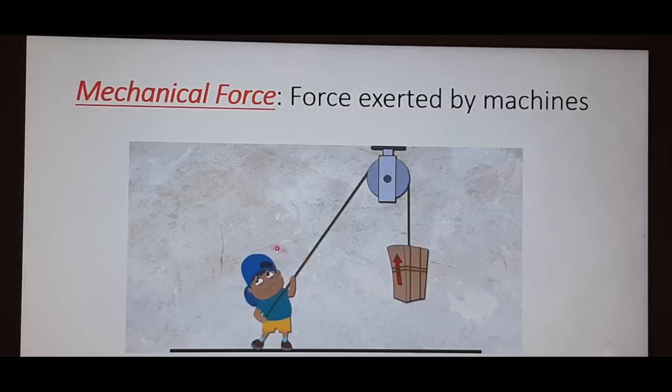But here you can see this boy is lifting a bucket through a pulley. So in this one image, two forces are there, because I told you when a person is using his hands, it means muscular force. So you can see he is exerting muscular force, but on the other hand, this machine, the pulley, is exerting mechanical force.